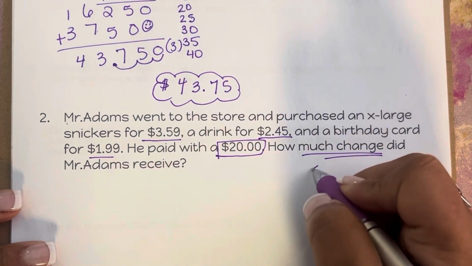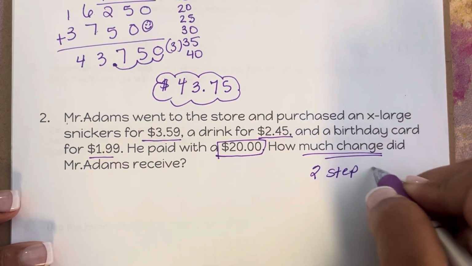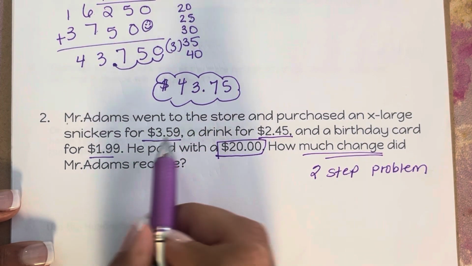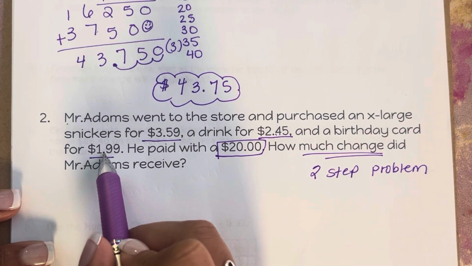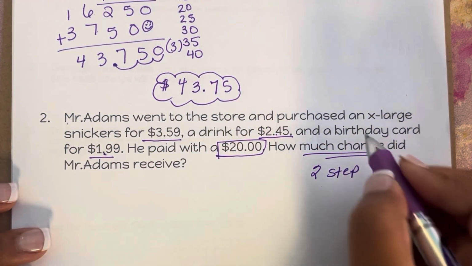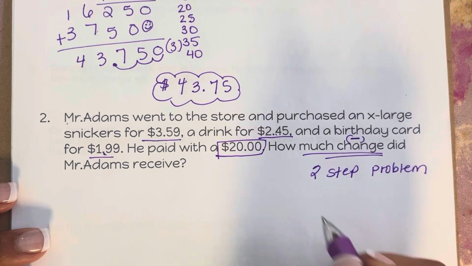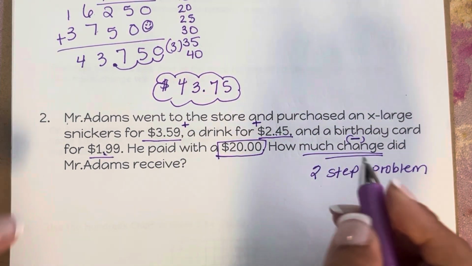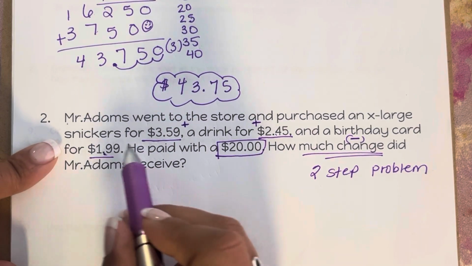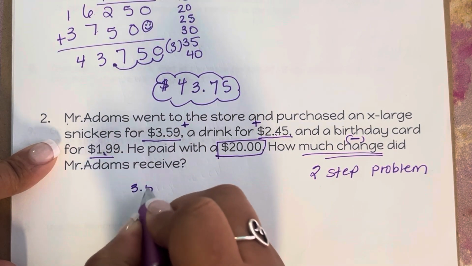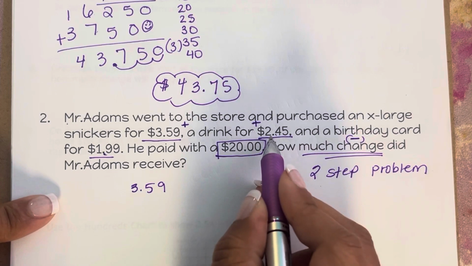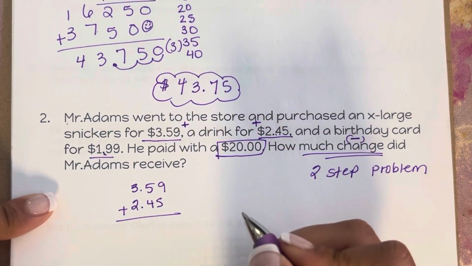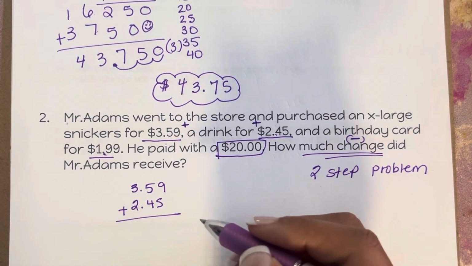So this is a 2-step problem because he's buying multiple things and then he's trying to get change, okay? So we're thinking of subtraction here, and then the things that he's buying, we're gonna have to add them. Okay, so let's do that. He bought a Snickers bar for $3.59 and a drink for $2.45. I recommend just adding two numbers at a time.